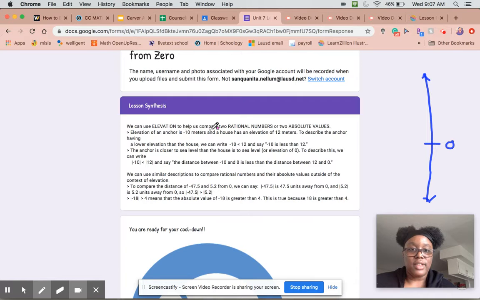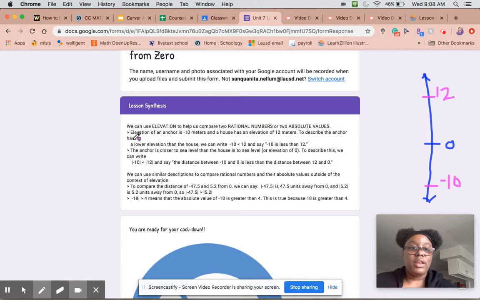negative 10 meters, and a house has an elevation of 12 meters. So let me do negative 10. This will represent my anchor. And then I have my house that is at 12 meters. Even when we're using measurements, the same thing applies to measurements.